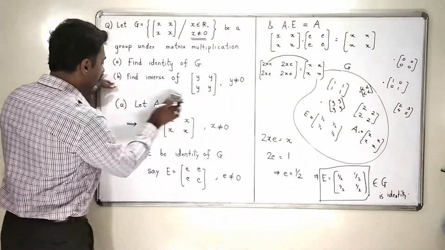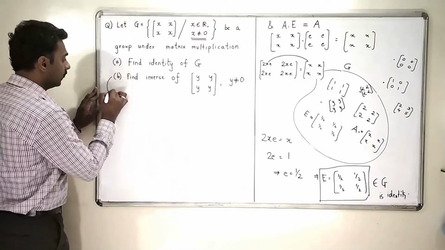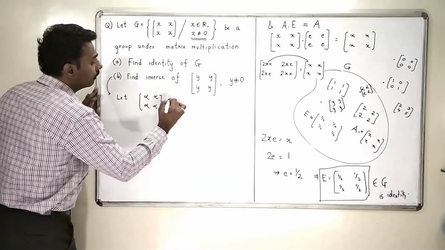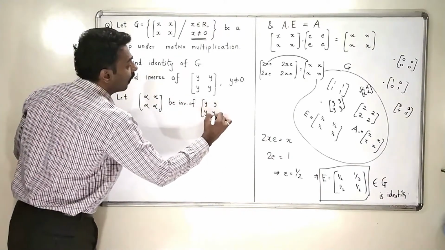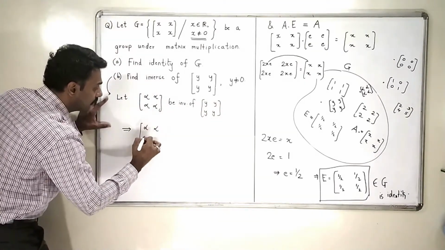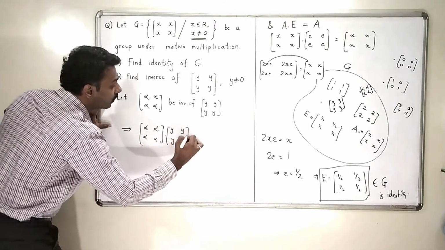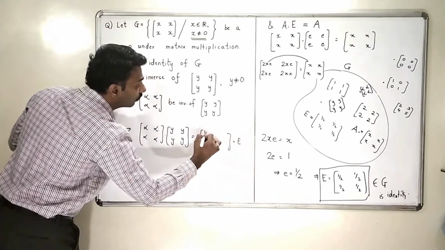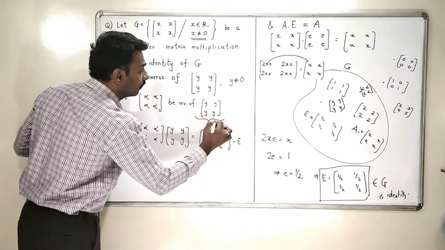So I'm going for the second part. I'm writing the solution now. So let alpha, this is the solution of the second part. So let alpha, alpha, alpha, alpha be the inverse of y, y, y, y. Therefore their multiplication will be equal to how much? The identity of that group. Who is the identity of that group? It is E, right? Who is E but half, half, half, half, right? This is given to us.